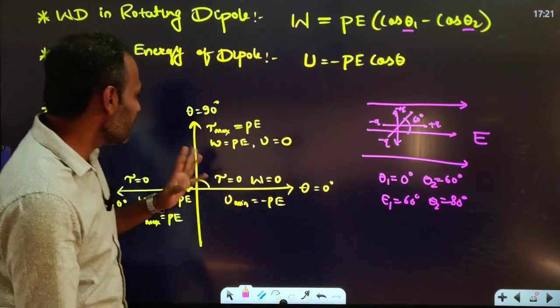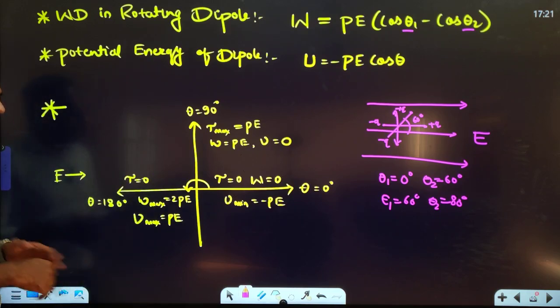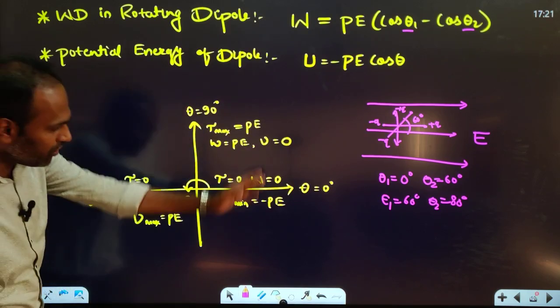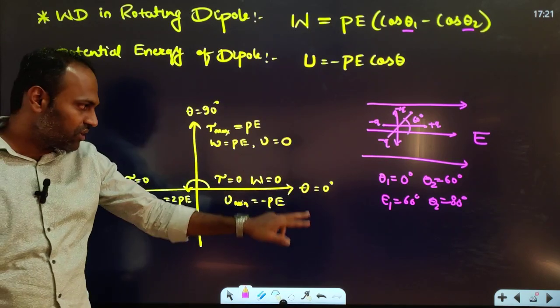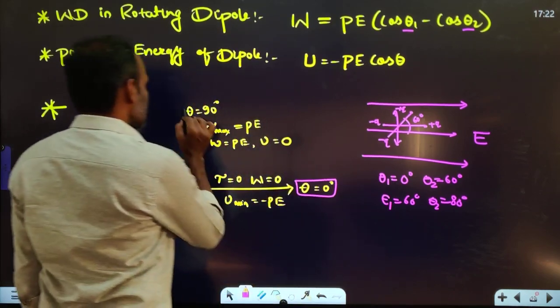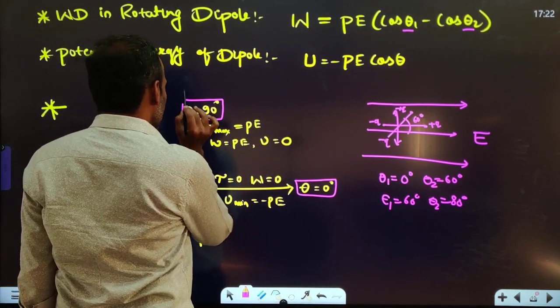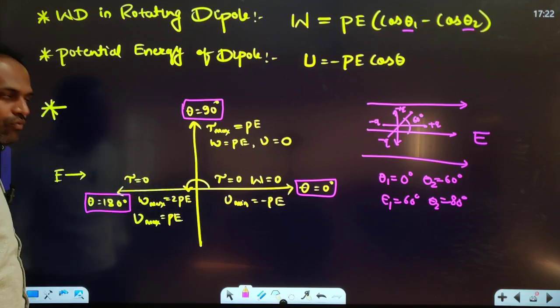That is potential energy. At different angles, what are the values of work done, torque and potential energy, and which is maximum where? To remember that, I have drawn a diagram here. The uniform electric field is in this direction. So theta is equal to 0 degrees when the dipole is placed parallel. Theta is equal to 90 degrees when the dipole is placed perpendicular. Theta is equal to 180 degrees when the dipole is placed anti-parallel to the electric field. What happens?